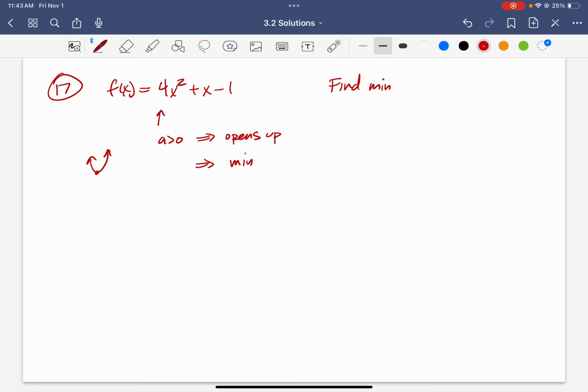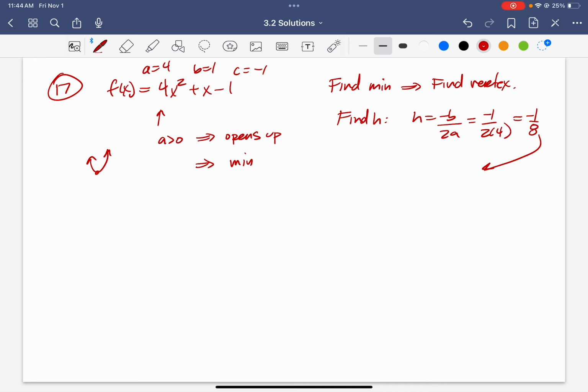So find minimum is the same as find the vertex. So I'm going to find h, which is negative b over 2a. I know that a is 4, b is 1, c is negative 1. So this is negative 1 over 2 times 4, so it's negative an eighth.